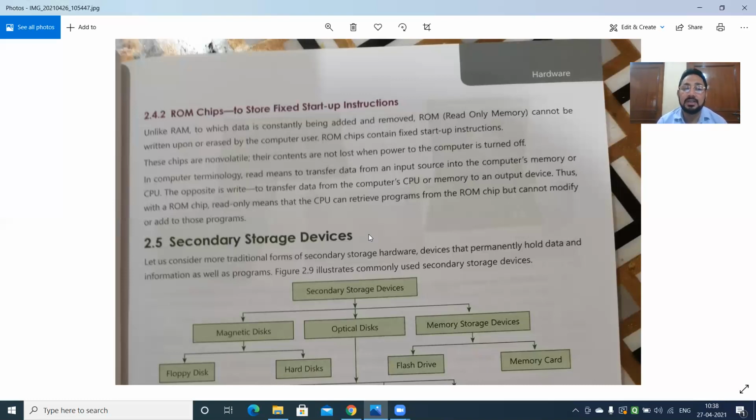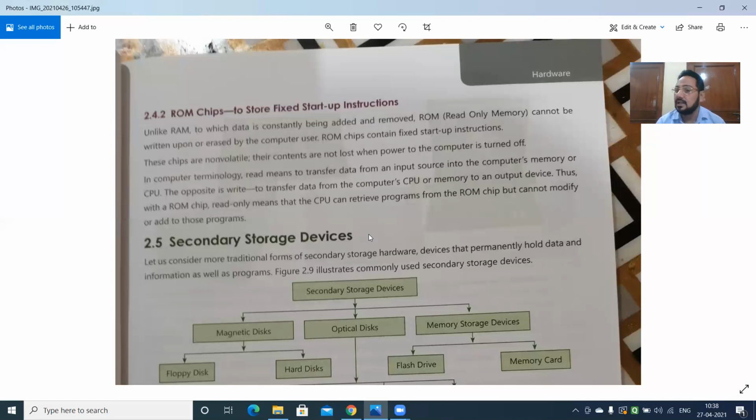Next point is secondary storage devices. Hopefully I have explained it well. These chips are non-volatile. Non-volatile means information is not lost. Their contents are not lost. Written here is the computer terminology.